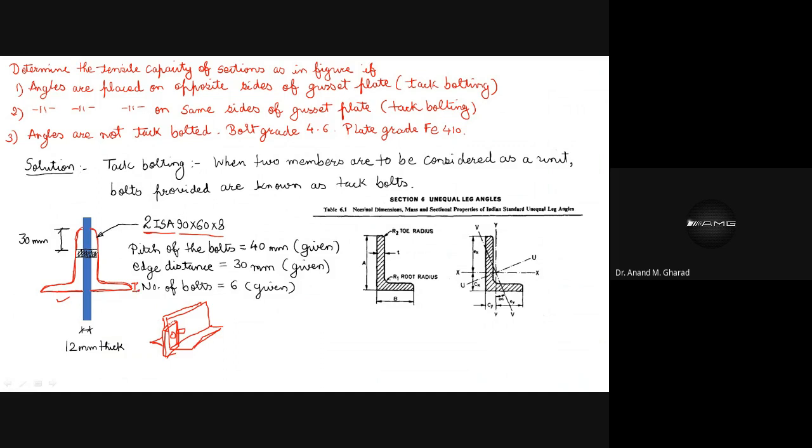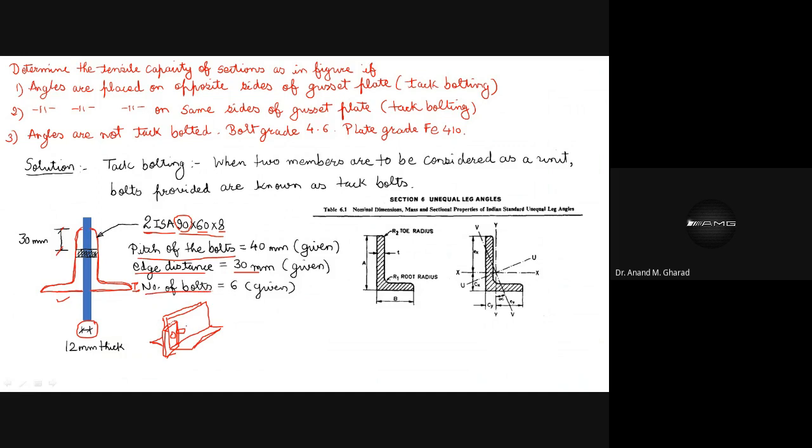Okay? And in this, it is considered that the longer leg, because its dimension is more compared to the second leg, is connected to the gusset plate. This is what is given. And 8 mm is the thickness. The thickness of the gusset plate is 12 mm. This is again given. Then the pitch of the bolts is mentioned as 40 mm. Then the edge distance is mentioned as 30 mm, that is this distance. And the number of bolts is 6.